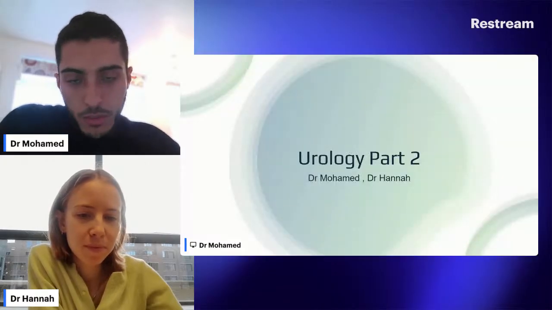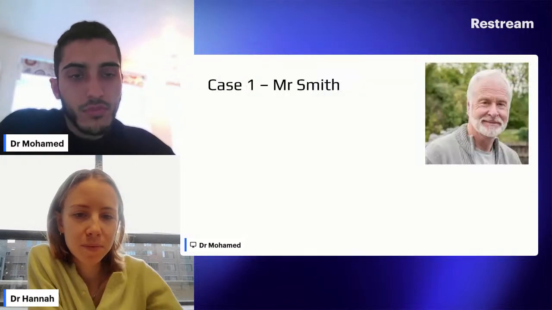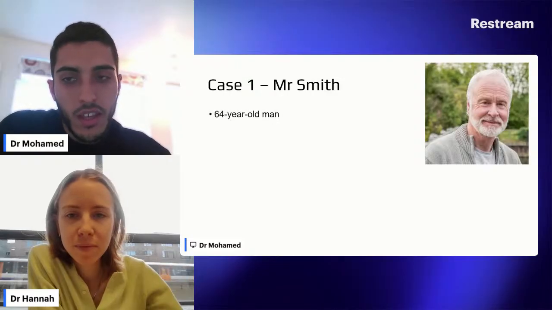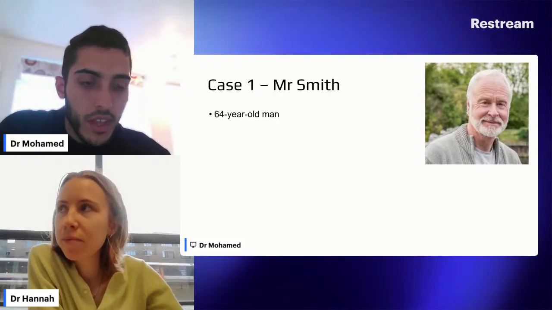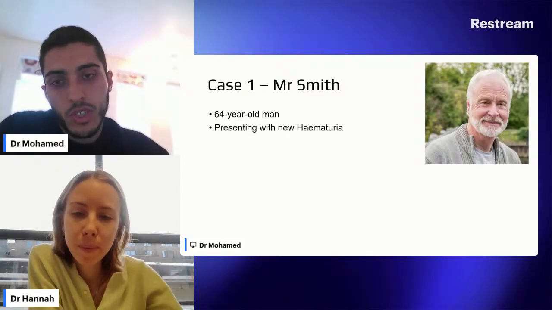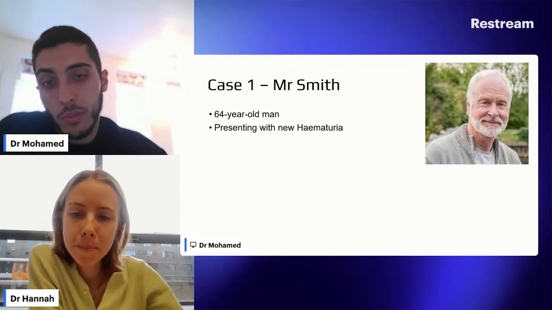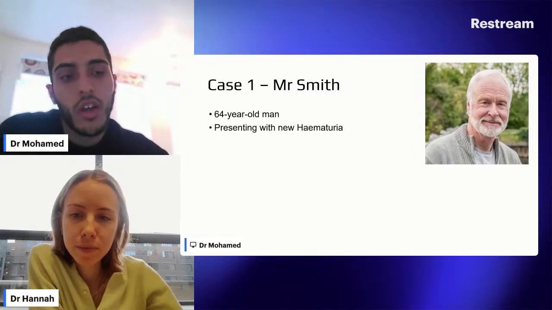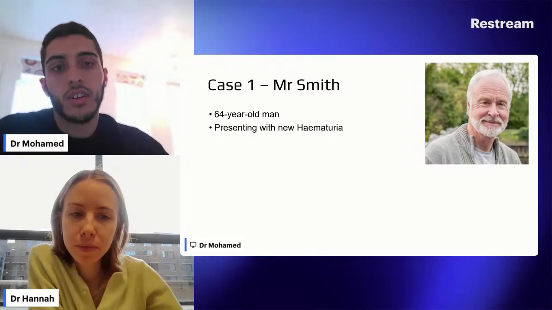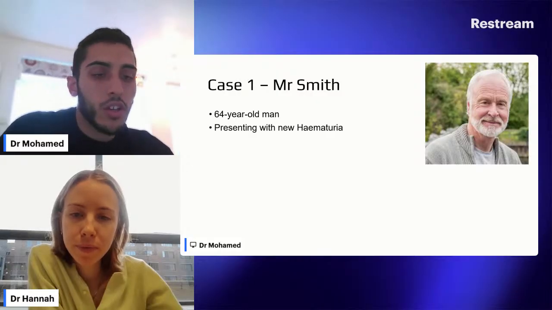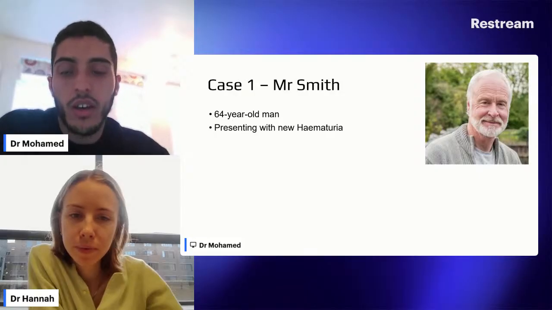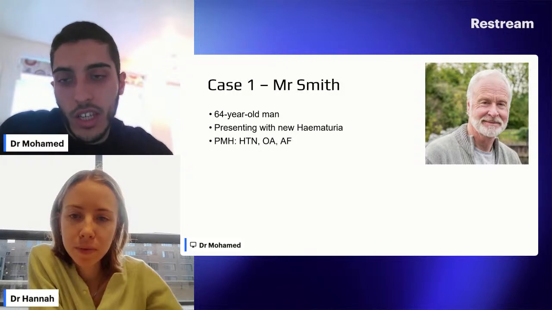Okay, so we're just going to jump straight into it, just like last time. So our first case is Mr. Smith, lovely Mr. Smith there. He is a 64-year-old gentleman, and he's presented to hospital today because he has found some blood in his urine. So hematuria for the first time. He's never seen this before, and he's read online that this is a very concerning sign and could be a sign of cancer. So he's concerned. So he presented to the hospital looking for some advice and hoping to have that sorted out.